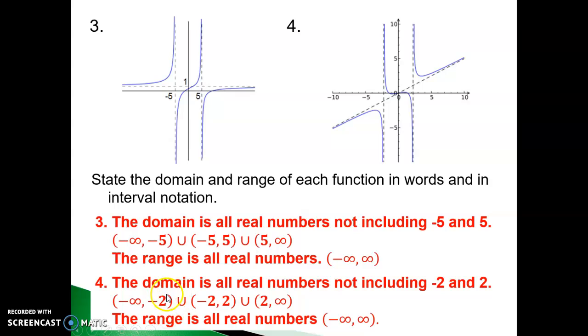Again, notice this open parenthesis, meaning that -2 is not part of the interval. Union with -2 to +2. Again, the endpoints are not part of the interval. And then union that with 2 to infinity. And then again, looking at this middle section here, that shows me that all y values are in play. So the range is all real numbers from -infinity to infinity.